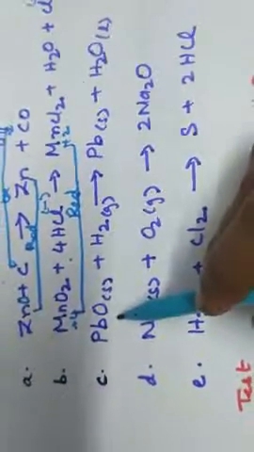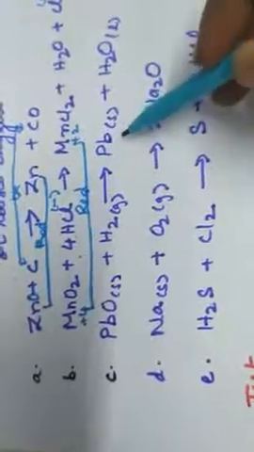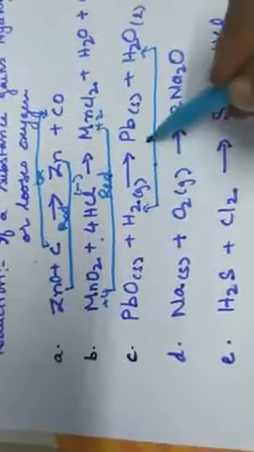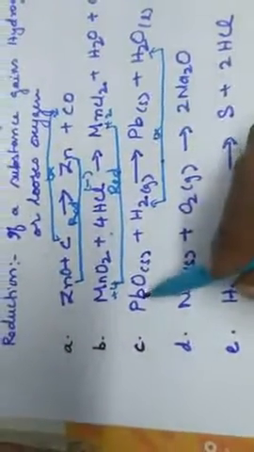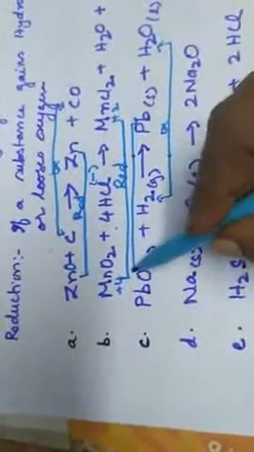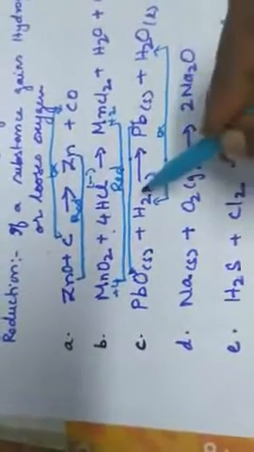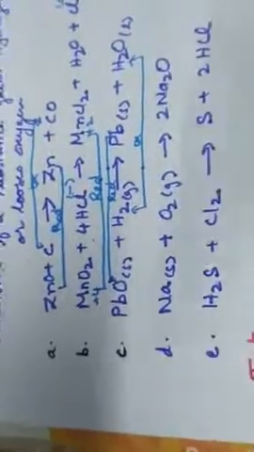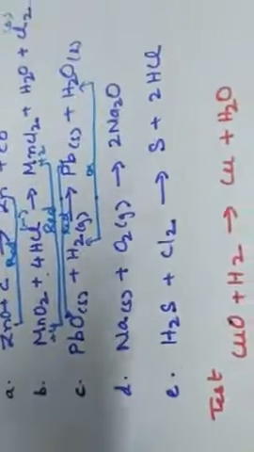Then we have lead oxide plus hydrogen giving you lead plus water. Hydrogen gains oxygen, so it is oxidized. Simple thing: if it gains oxygen, it is oxidized. Since lead has lost the oxygen, it is reduced.